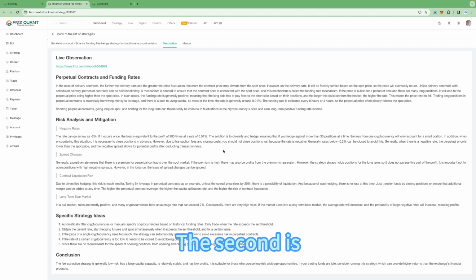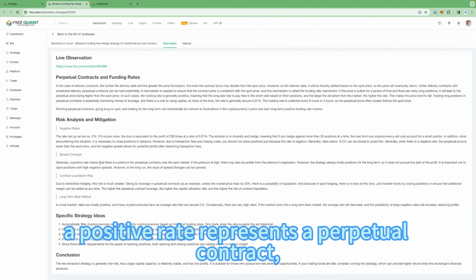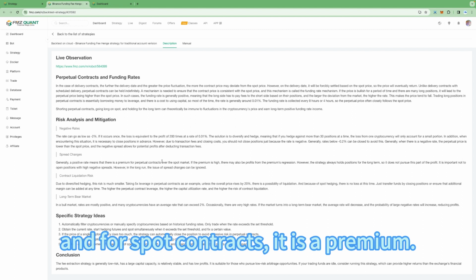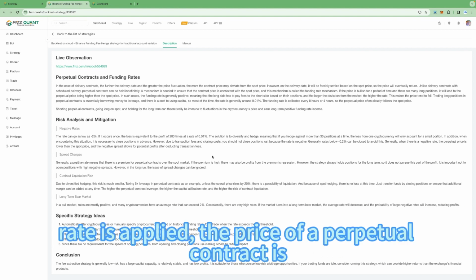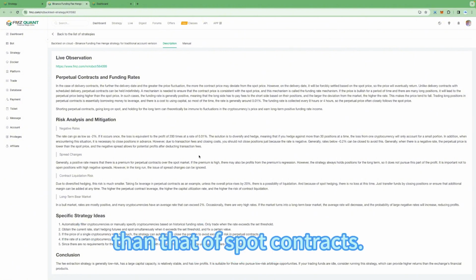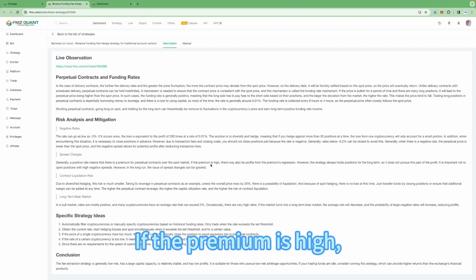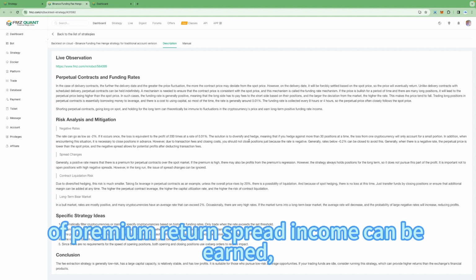The second is the change in premium. Generally, a positive rate means the perpetual contract is at a premium to spot. For example, when the rate is positive, the price of a perpetual contract is generally higher than that of spot. If the premium is high, when the premium returns, a certain amount of premium return spread income can be earned.